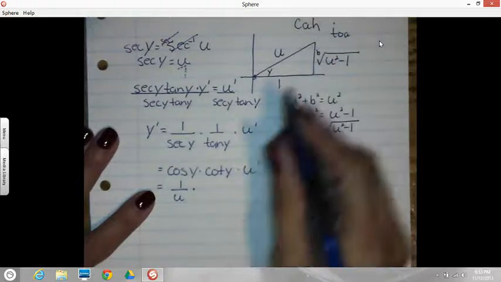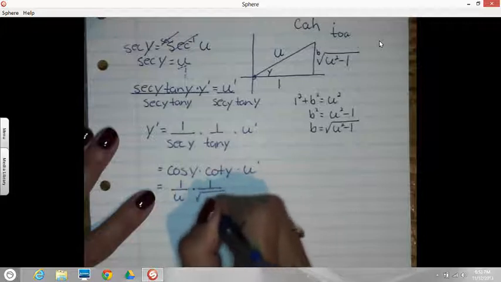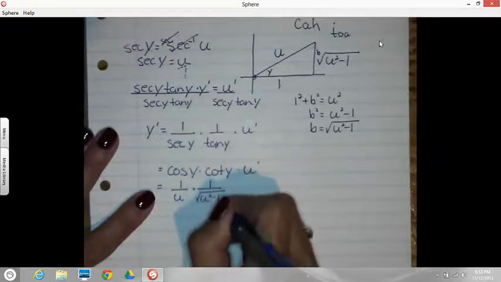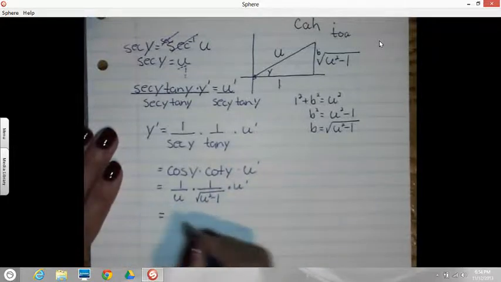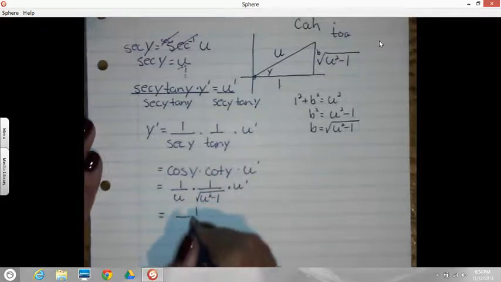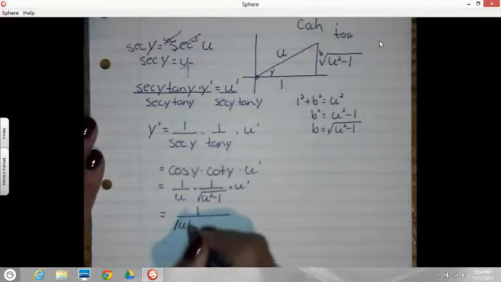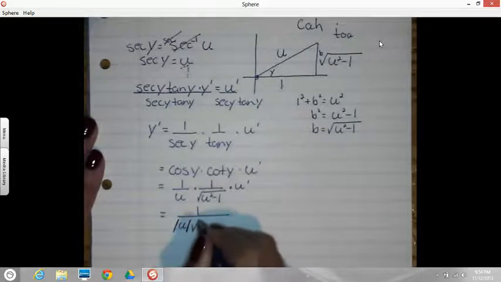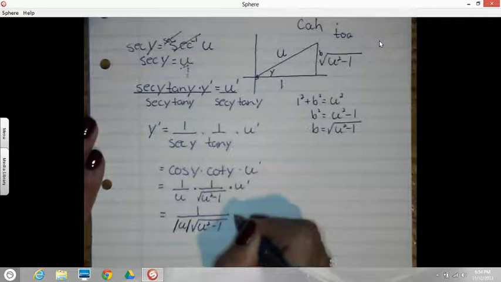Opposite. So that's 1 over the square root of u squared minus 1, and then I have the u prime. So then in the book, you'll just see it written as a single fraction, 1 over... And for some reason, and I don't know why, the u has to have absolute value bars around it. I just don't remember why. So we're just going to throw those on there. And then the square root of u squared minus 1 times u prime.